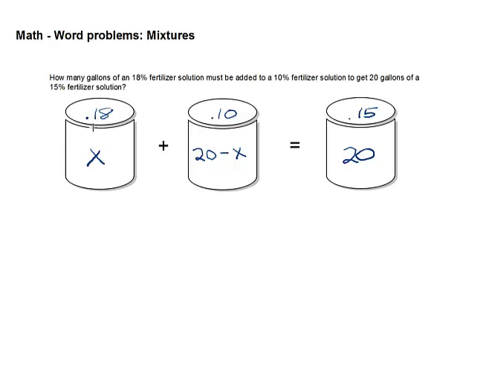So again, we're going to multiply straight down. So when we do that, 0.18 times x would give us 0.18x plus, and again, this one you have to take this times both of these again. So 0.10 times 20 would give us 2, and then minus 0.10 times x gives us 0.10x equals, and 0.15 times 20 is going to give us 3.